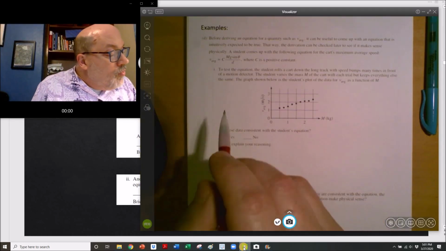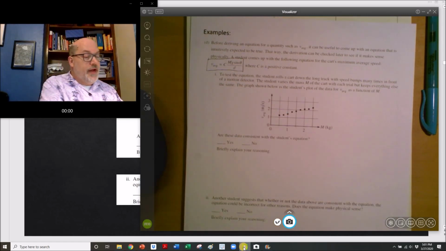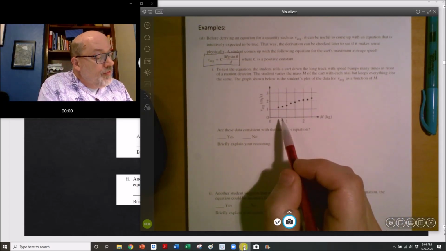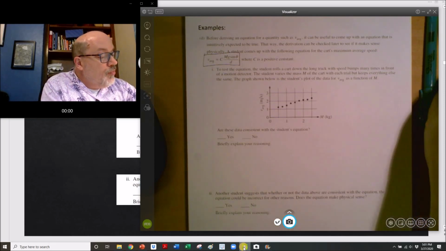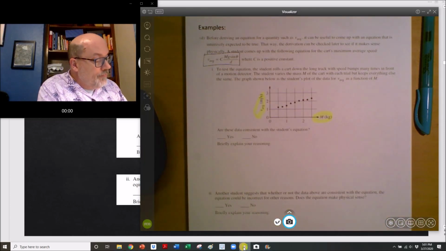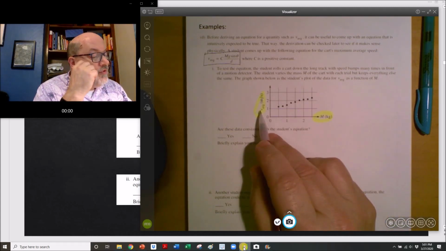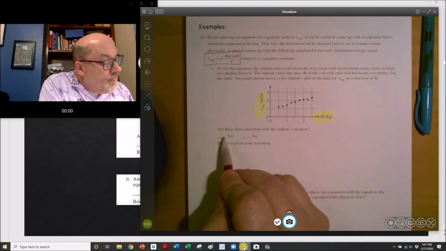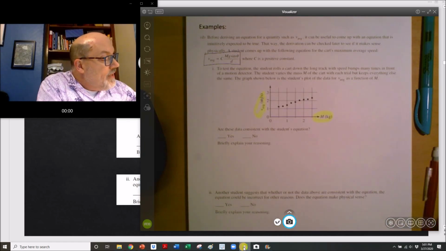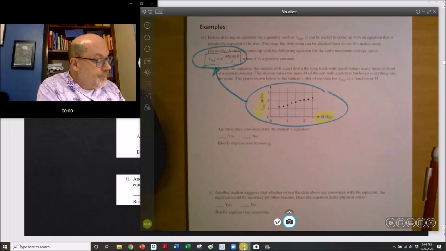Okay, so if we look at the question, we have this equation that the student has come up with to try and predict what's going to happen. And then they did an experiment where, this is important, they changed the mass and they measured the average velocity. Okay? So these are our two variables. Independent variable, dependent variable. And it says, are these data consistent with the student's equation? So what they're asking is this stuff right here consistent with this?